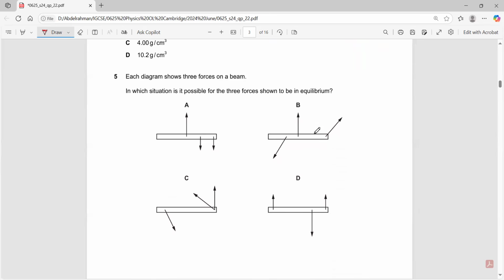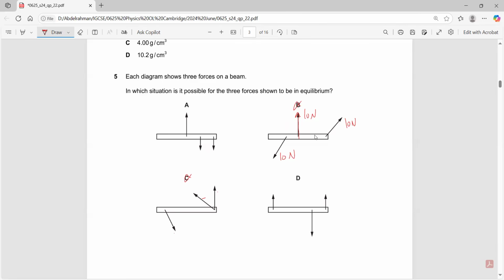Each diagram shows three forces on a beam. In which situation is it possible for all three forces to be in equilibrium? Okay, all of the three forces need to be in equilibrium. Well, I can cancel out B and C. Why? Because of the length of the forces. If you take a look at the magnitude of the forces, for example, this would be a 10 Newton force, and this would be a 10 Newton force. This would also be a 10 Newton force. So it's not balanced in B nor in C, because you've got 20 newtons and 10 newtons, so they are not balanced, neither in B or in C.